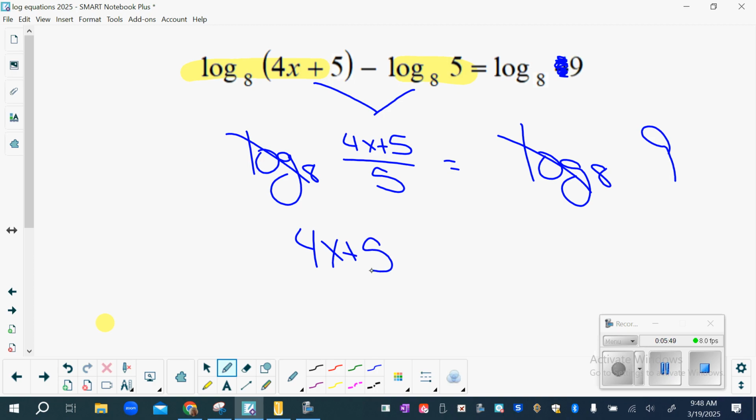And I'm going to stop talking for a minute, and I'm going to let you do the math there. Here's a hint. Multiply both sides by 5.